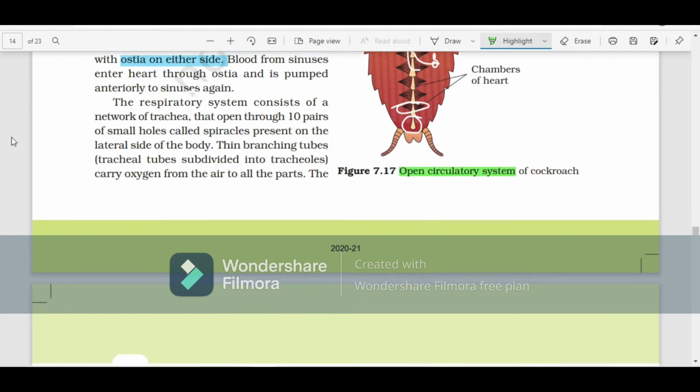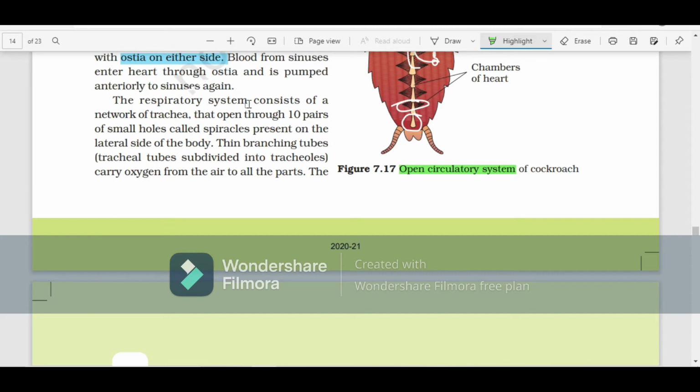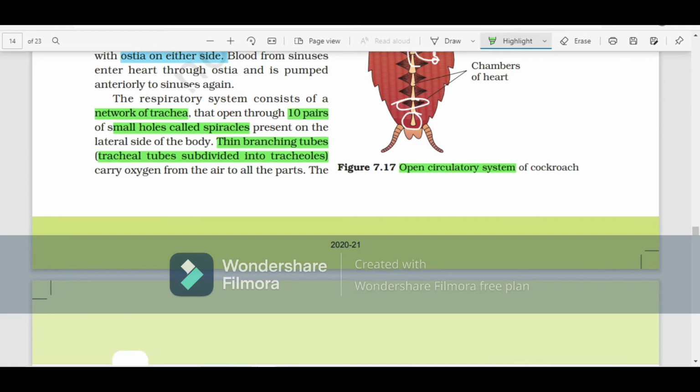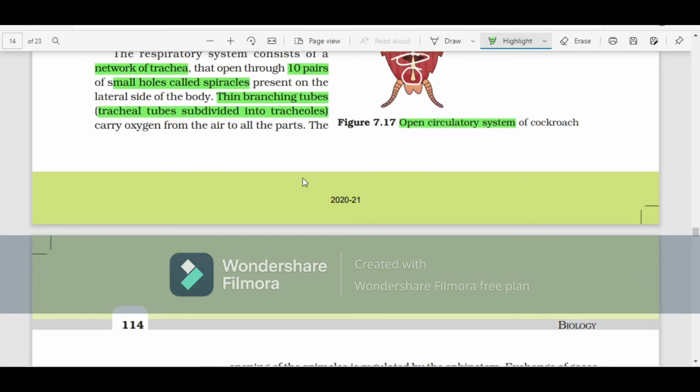Now moving to the respiratory system. The respiratory system consists of a network of trachea that open through 10 pairs of small holes called spiracles. Just like we had ostia, here we have spiracles present on the lateral sides of the body, on either side. Thin branching tracheal tubes are subdivided into tracheoles. Just like we have bronchi and bronchioles, they have trachea and tracheoles, which carry oxygen from the air to all the parts of the body.